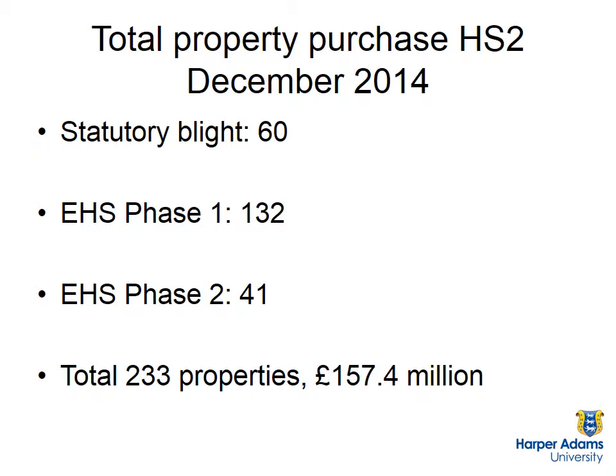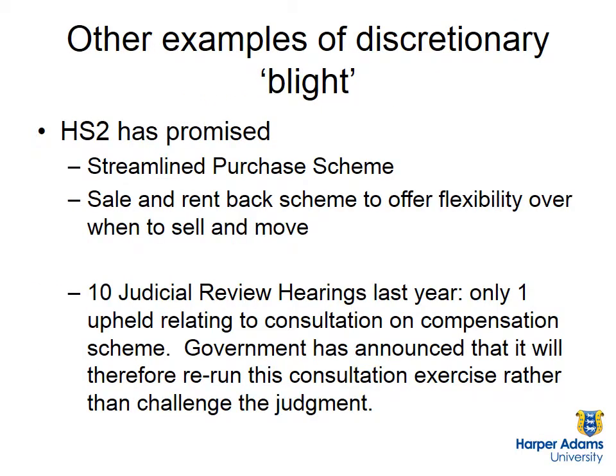2014. Total property purchase for HS2 up to December 2014 was reported as 60 properties under statutory blight, 132 under the exceptional hardship scheme for phase 1, 41 properties under the phase 2 exceptional hardship scheme, and a total of 233 properties with a combined value of £157.4 million. Quite a significant investment. There are other examples of discretionary blight.